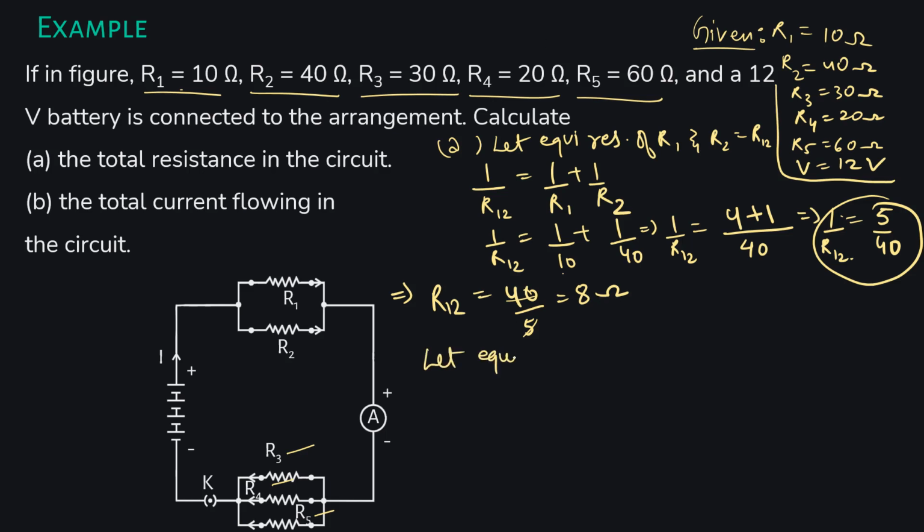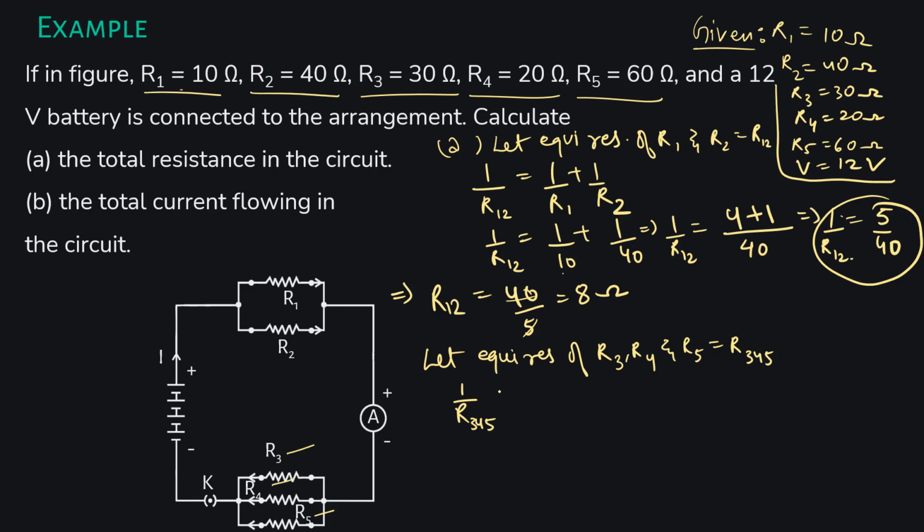Now we say let the equivalent resistance of R3, R4 and R5 be equal to R345. You could have used R dash in place of R12, and R double dash here. Whatever notation you like. So here 1 upon R345, I am using 345 so that it is absolutely clear to you, as this is one of the first few questions you are doing, that we are considering these two separately, then we'll combine them.